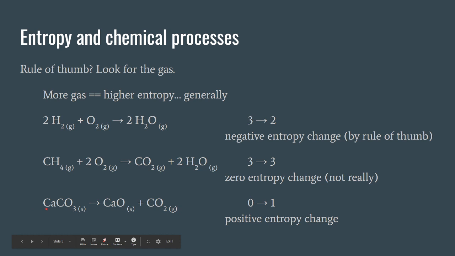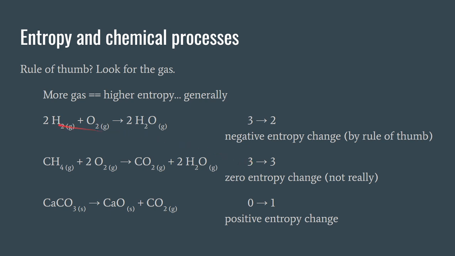Down here on the bottom, we have solid calcium carbonate decomposing to solid calcium oxide and gaseous CO2. We go from 0 moles of gas to 0 plus 1 is 1 mole of gas, an increase in moles of gas, therefore an increase in entropy. And here in the middle, we have methane plus oxygen goes to CO2 and H2O, 3 moles of gas on the left, 1 plus 2, to 3 moles of gas on the right, 1 plus 2. So, not really 0 entropy change, but a very, very low entropy change. So that's just a quick and dirty rule of thumb.